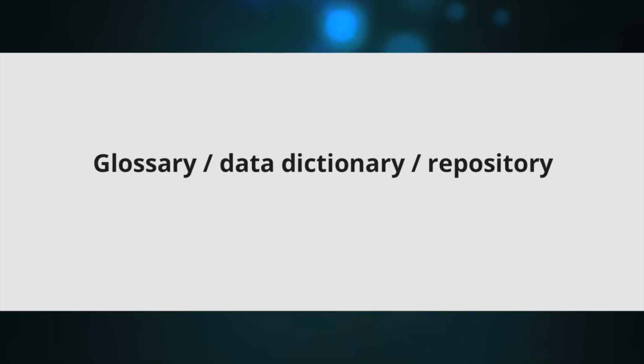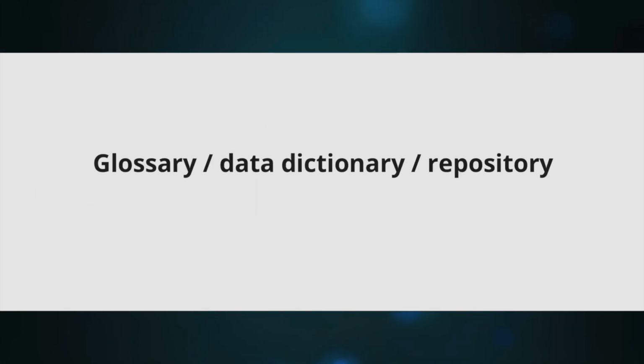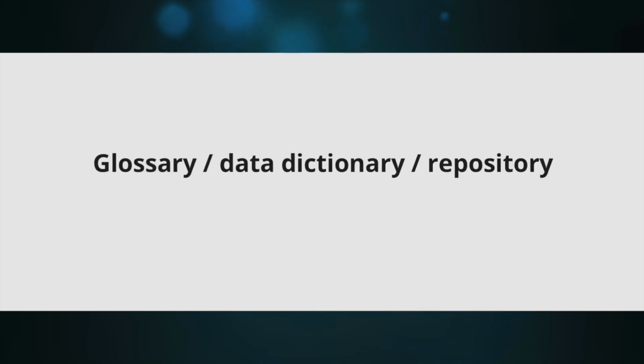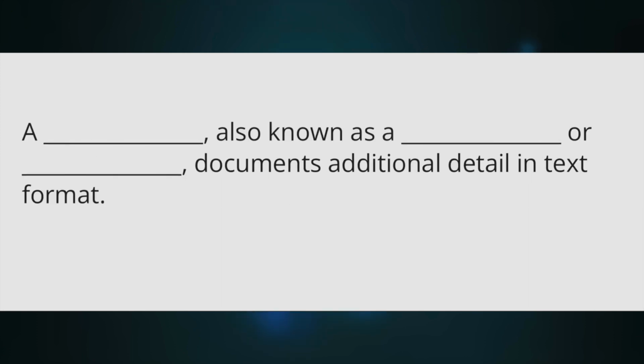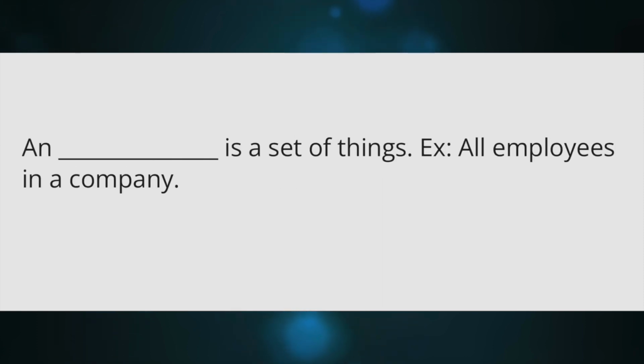A blank, also known as a blank or a blank, documents additional details in text format. So a glossary, also known as a data dictionary or repository, documents additional detail in text format. Okay, so additional details in text format is going to be glossary, data dictionary, or repository. Cool. A blank is a set of things, all employees in a company. Entity type, again, back to entity. This is a set of things. So now you're getting plural. So that's an entity type.